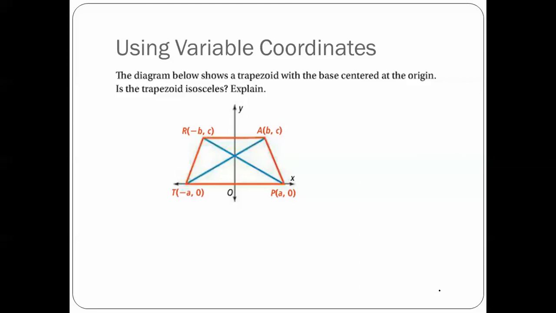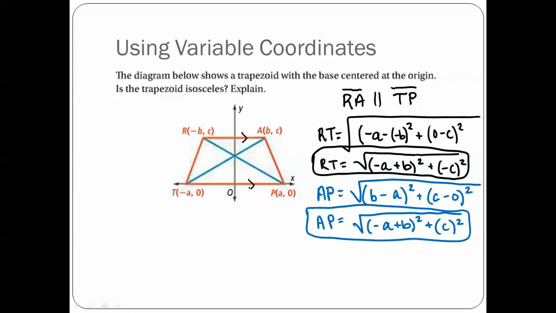Alright, so for this last example, the diagram here shows a trapezoid. We wanted to figure out if it's an isosceles trapezoid. So again, just like our warm-up, we need to decide, okay, is segment RT congruent to segment AP? If they are, then we have an isosceles trapezoid. We know that RA is parallel to TP because they say it's a trapezoid, and a trapezoid's got one pair of parallel sides, so we're going to assume those are our parallel sides.